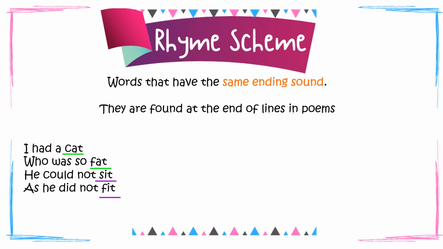out the rhyme scheme. So, cat, fat have the same ending sound, so we give them AA. Sit, fit. They have the same ending sound, but different from the first two, so we give them BB. So, the rhyme scheme in our poem number 1 is AA, BB.